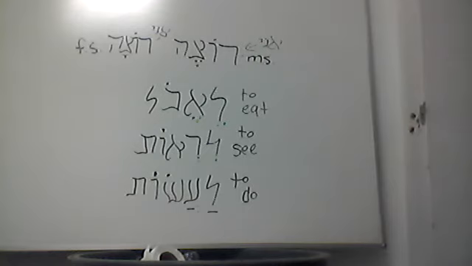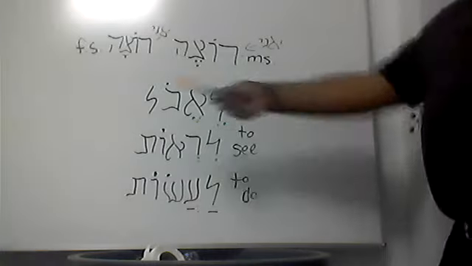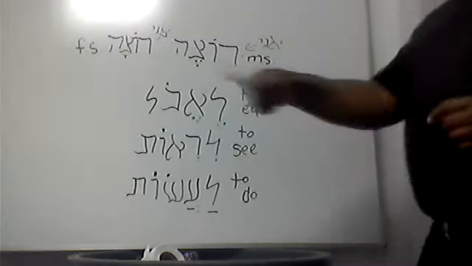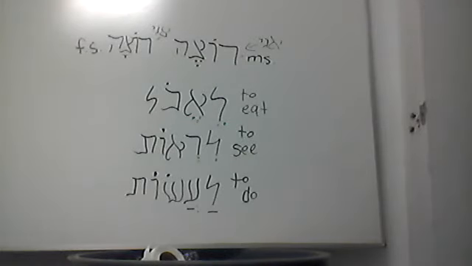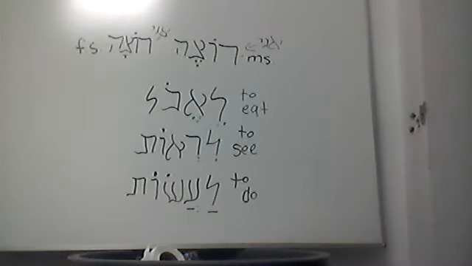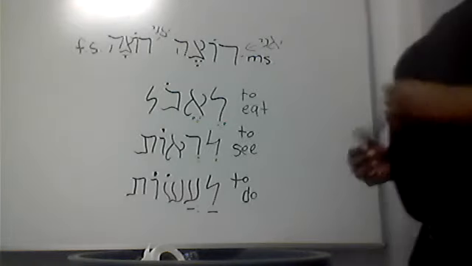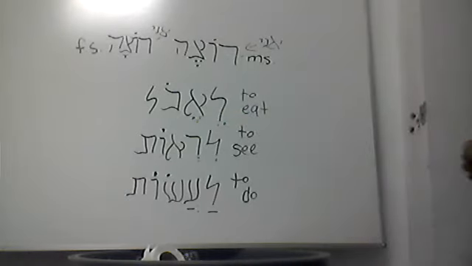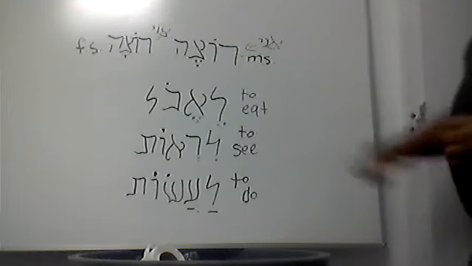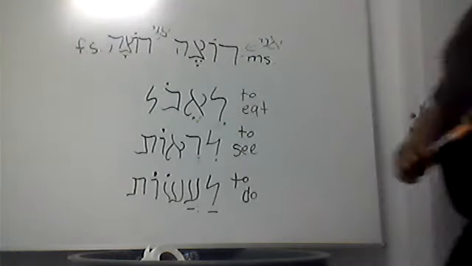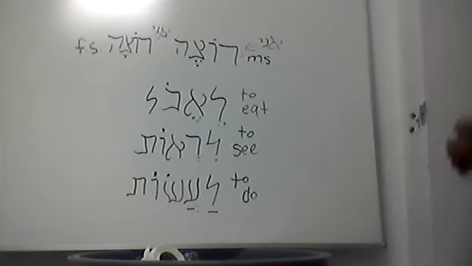So, let's make sentences, okay? Ani rotse le'ekol mazon. I want to eat food. Ani rotse lir'ot oto. I want to see him. Ani rotse la'asot davar. I want to do a thing. Female saying an example as follows. Ani rotsa le'ekol mazon. I want to eat food. Female continuing. Ani rotsa lir'ot et biti. I want to see my daughter.